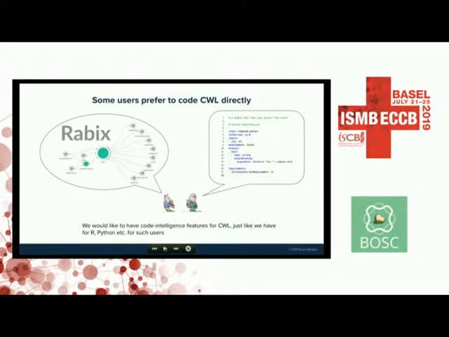However, we found that there are users who prefer to code CWL directly. Probably this is a more natural flow for them if they're experienced developers. And we would like for them to have the same code intelligence features when they're writing the Common Workflow Language as they would have access to if they were writing R or Python.